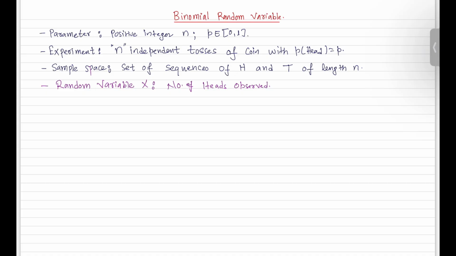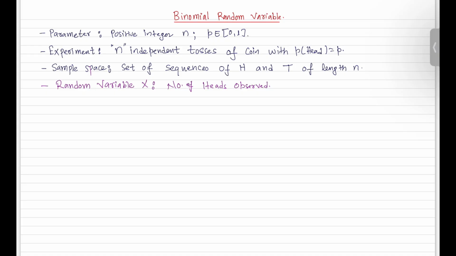The experiment will have independent trials. If we take an example, we will be tossing a coin n times and all those tosses of the coin are independent. Let's suppose that the probability of getting a head at each individual trial is p. Then what will be the probability of getting a tail? That will be 1 minus p, right? So that is the one point about the experiment.